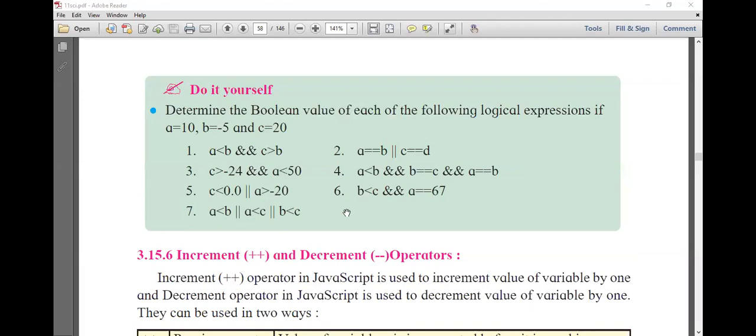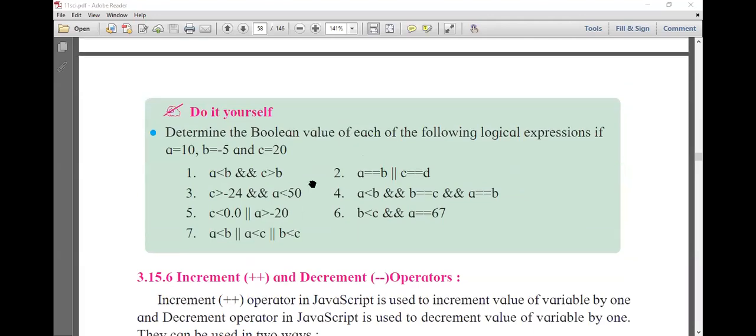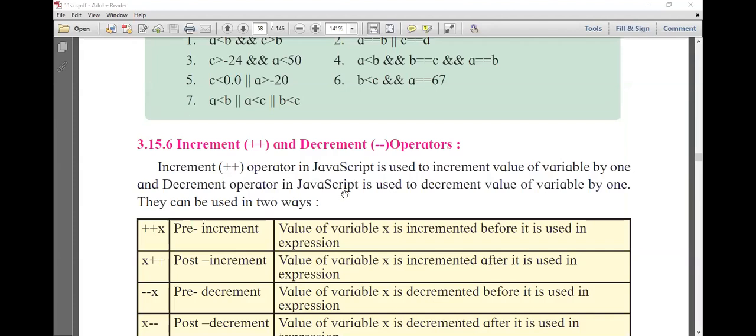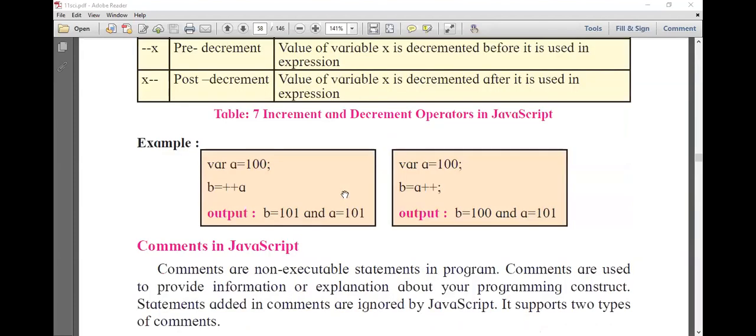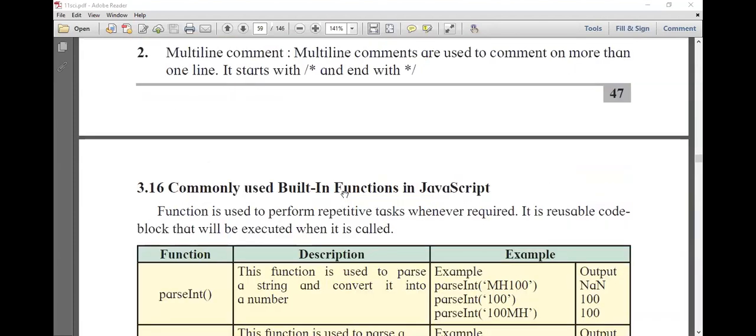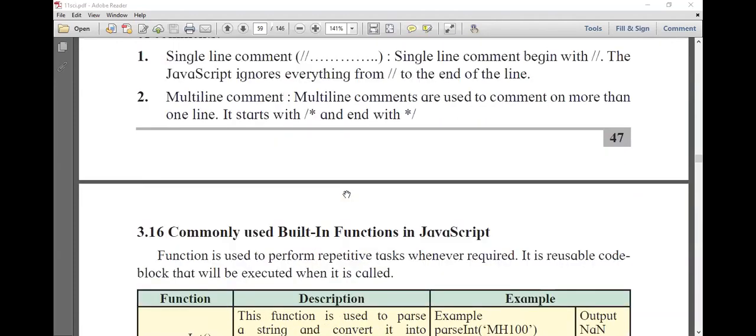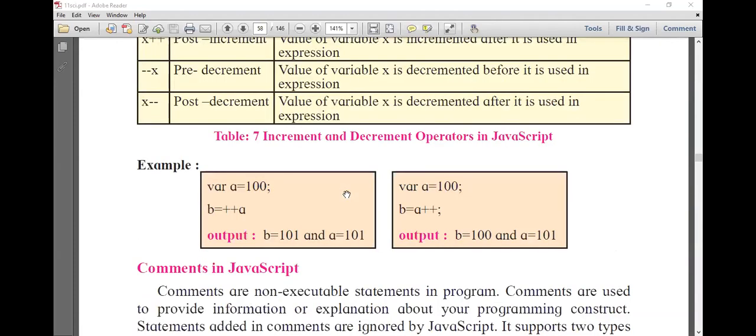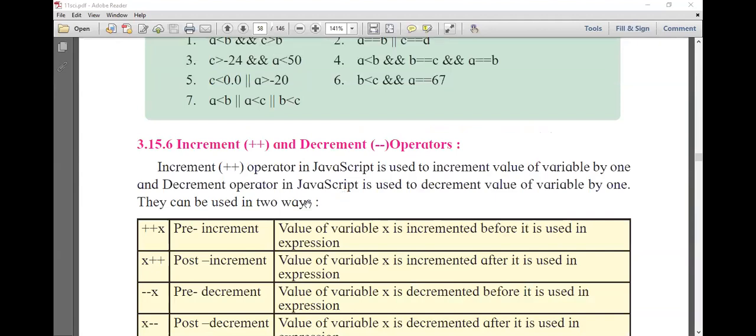Okay, so we will do the next part next time. In the next session we will study the increment operator, the decrement operator, how we can write comments, and then we will go on to built-in functions. The next session will be on Tuesday. Today is Sunday.